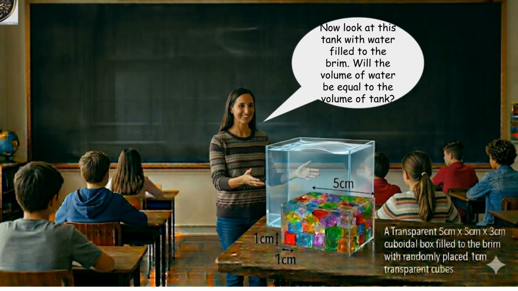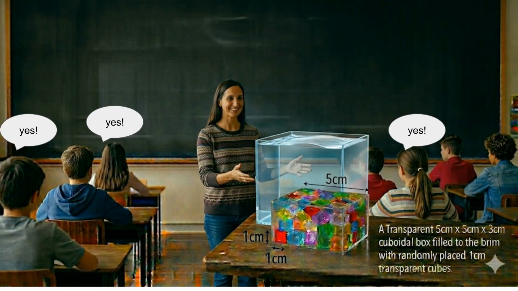Now consider this tank filled with water to the brim. Will the volume of the water be equal to the volume of the tank? Consider the characteristics of water, a liquid that takes the shape of its container. Yes, when filled to the brim, the volume of the water is equal to the internal volume or capacity of the tank.